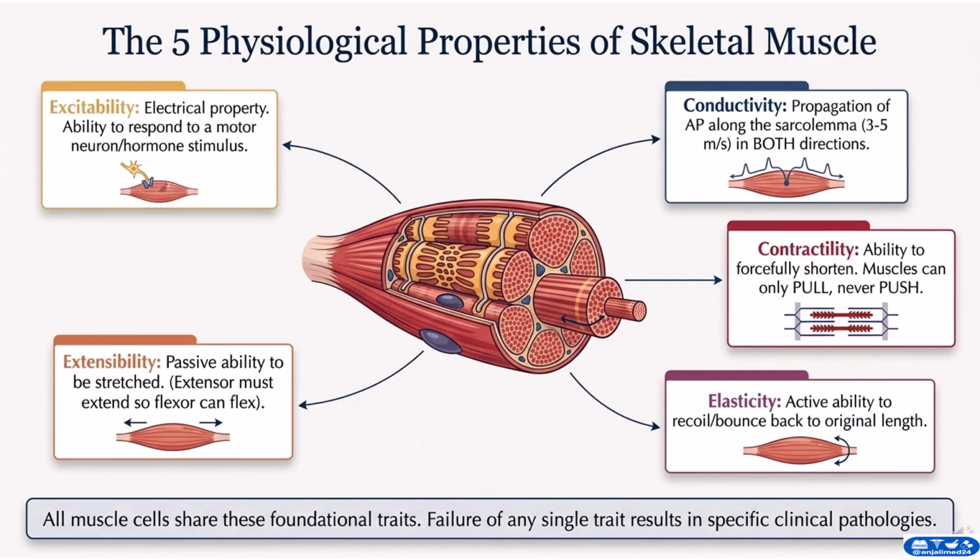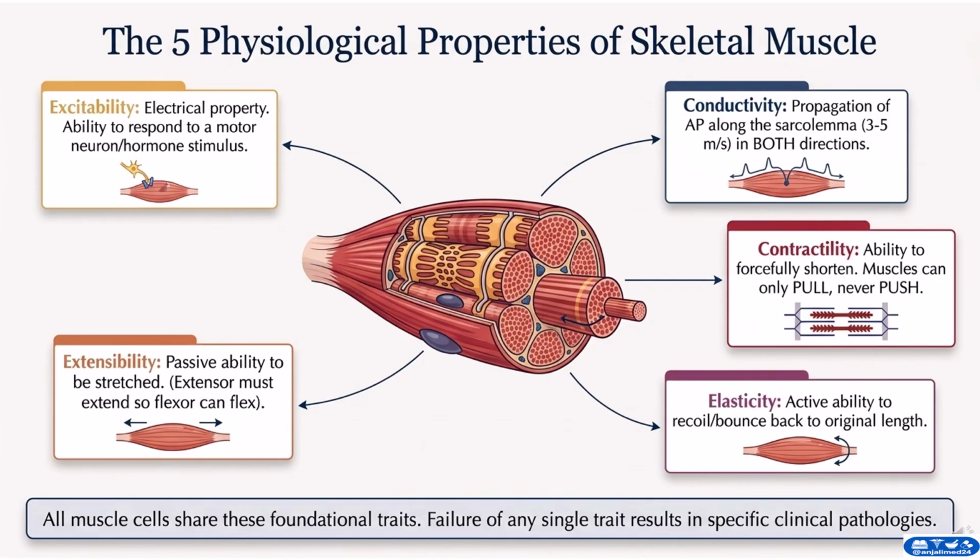Second, conductivity. Once the signal is generated, it must travel across the sarcolemma and the T tubules. This propagation of the action potential is called conductivity. In skeletal muscle, the conduction velocity is around 3 to 5 meters per second. Third, contractility. This is the ability of the muscle to shorten forcefully and generate the movement. Remember an important rule: muscles can only pull, they never push.